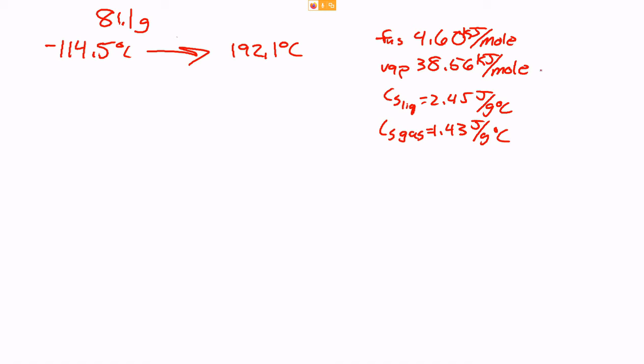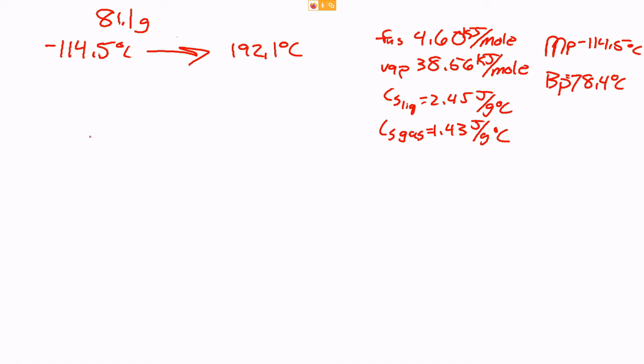Oh, the melting point, it says it's negative 114.5. Okay. So that's why they didn't give us a specific heat for the solid. And then the boiling point, does it give us that as well? Yeah, it has 78.4. Okay. So this should be everything that we need to solve this.